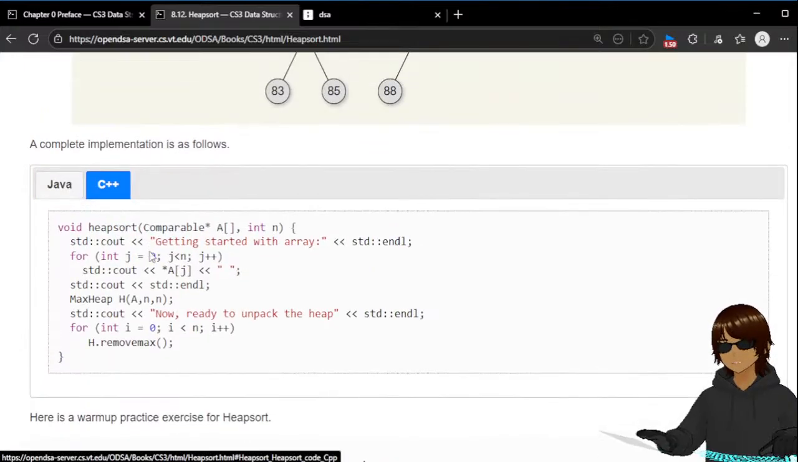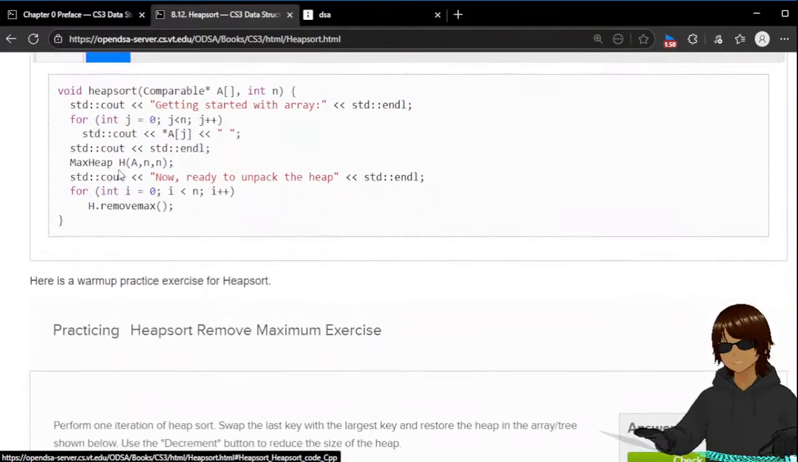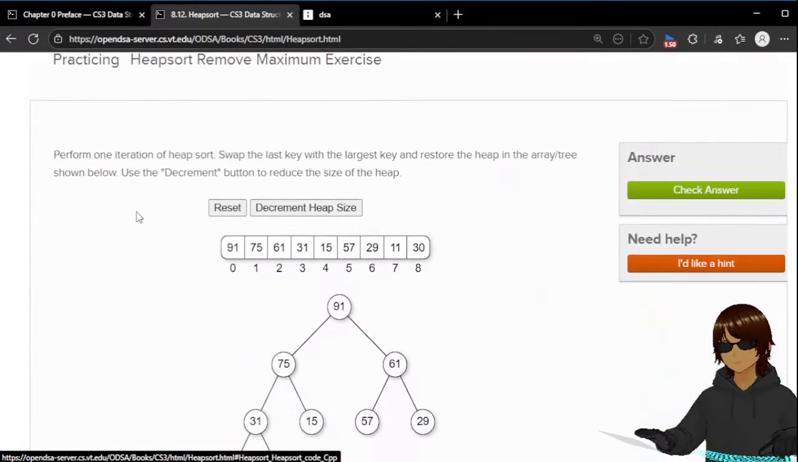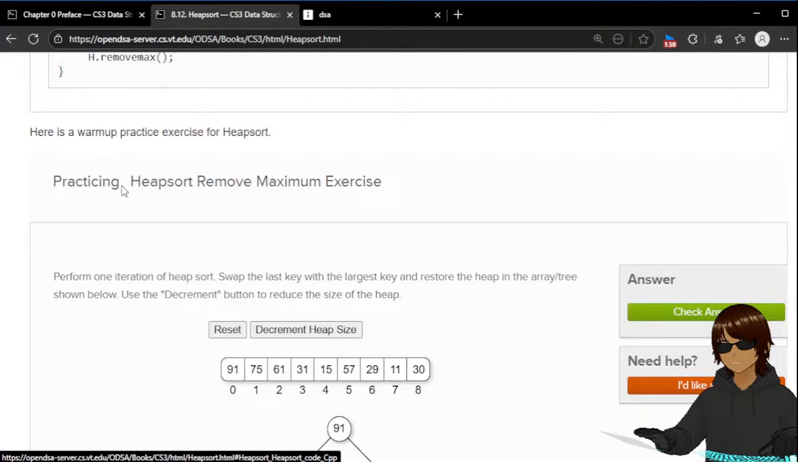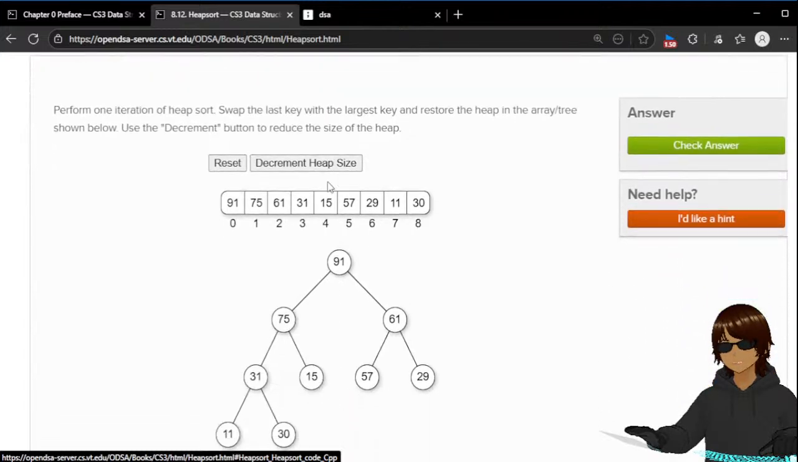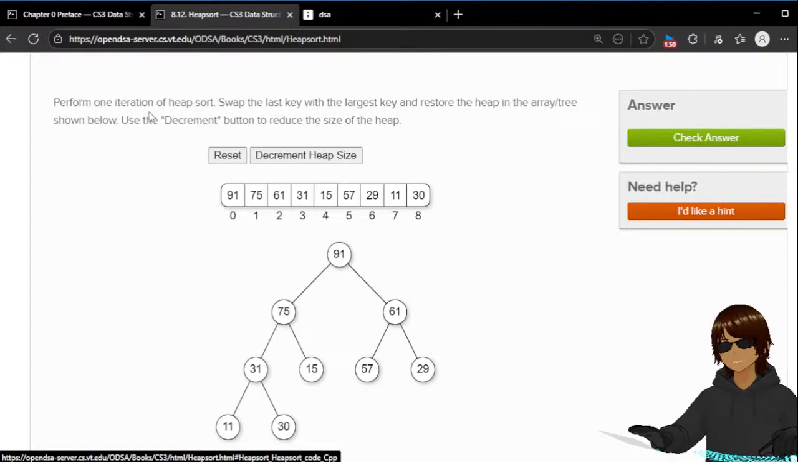Heap sort, max heap h. This is the heapify function, right? Remove max. Remove maximum exercise. Perform one iteration of heap sort. Swap the last key, the largest key, and restore the heap in the array tree shown below. Use the decrement button to reduce the size of the heap. So 91 swaps with this, and then decrement.